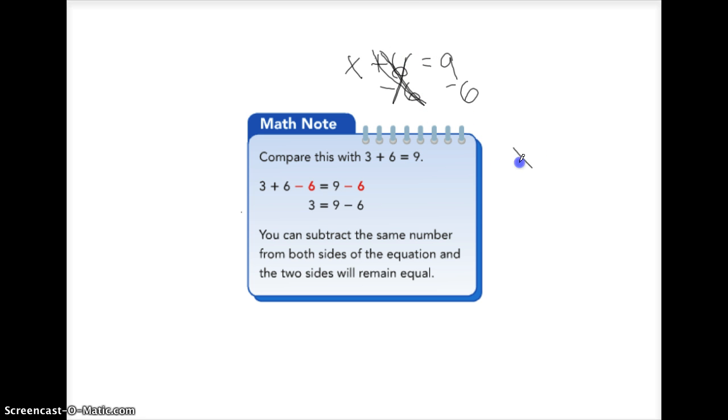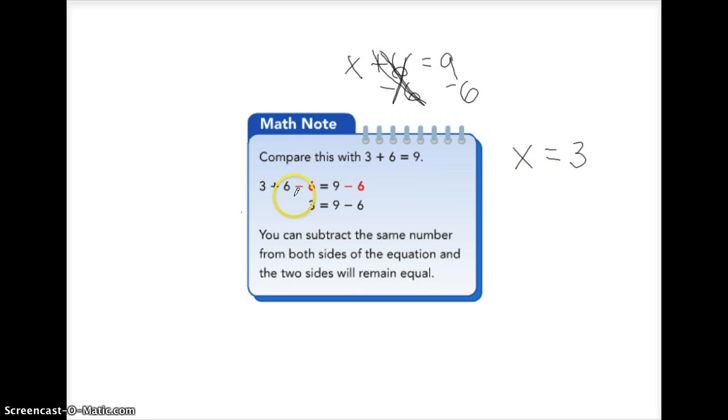So now we have x equals, and we have to solve this side now. 9 minus 6 is 3. Instead of doing substitution, now we can do it this way also. We can say that x equals 3 because we did the inverse operation. Instead of doing plus 6, we now do minus 6 to both sides, and so x is equal to 3.